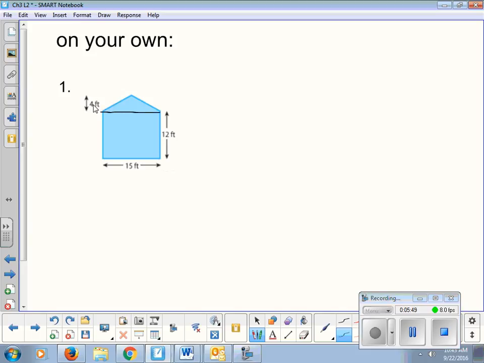We have a triangle up top. Is this bottom shape a square? Yes. If it's 15 feet and 12 feet, it's a rectangle. So we want to find the area of each shape. If we find the area of our rectangle, what's our area formula for a rectangle?